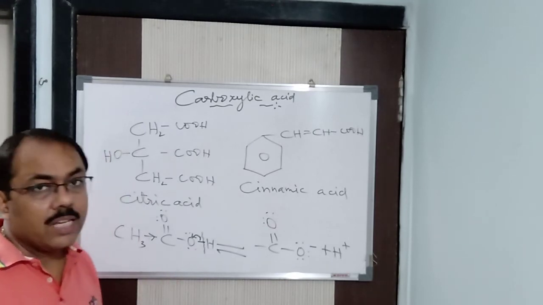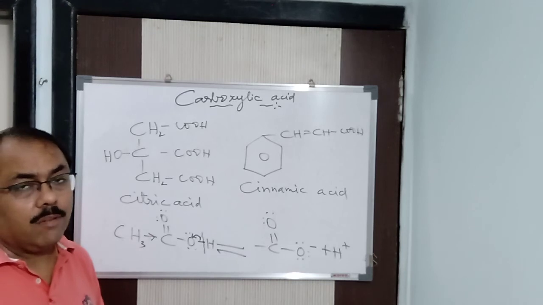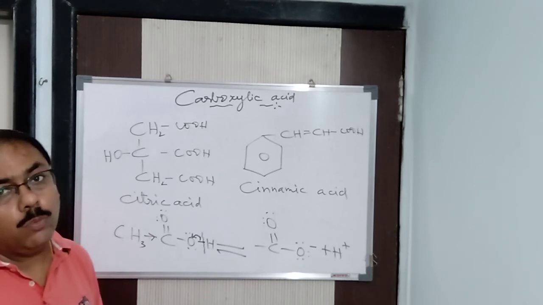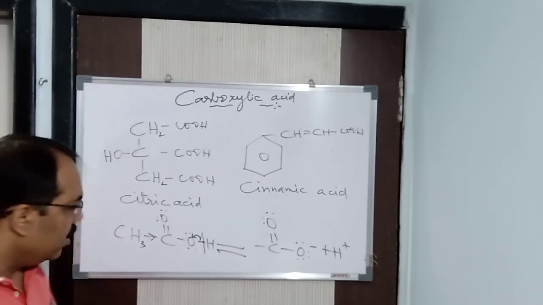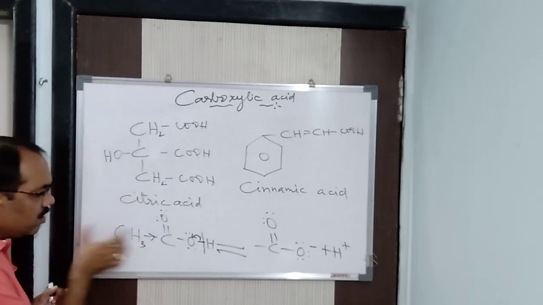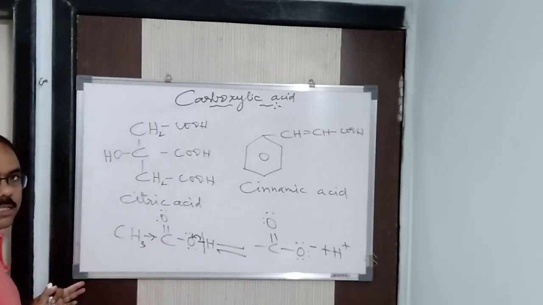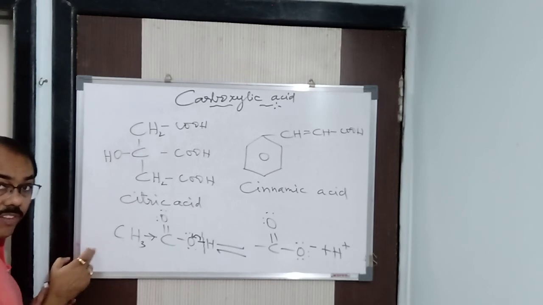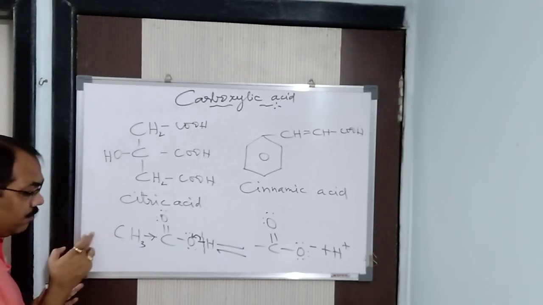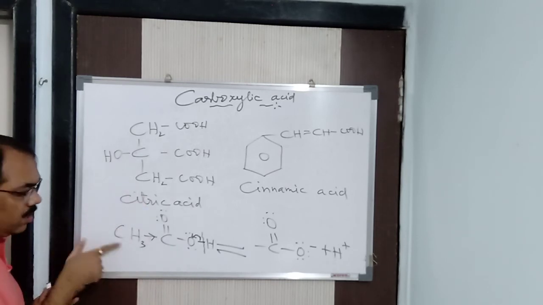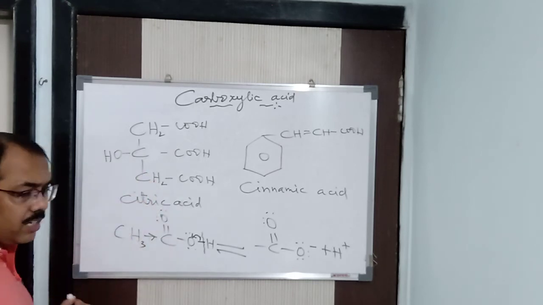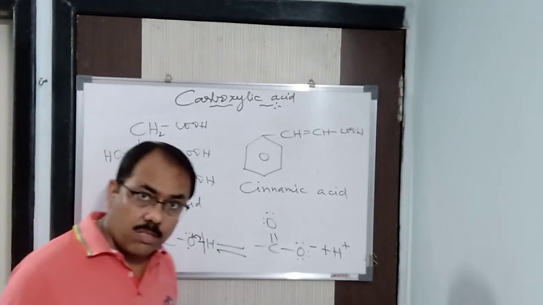So hence formic acid is a very strong acid compared to acetic acid, compared to propanoic acid, compared to butanoic acid. Means as the alkyl group goes on increasing, acidic character decreases. Because as the alkyl group, that is the carbon atoms, goes on increasing, plus I effect goes on increasing. As plus I effect increases, acidic character decreases. Alright, so you need to remember this.